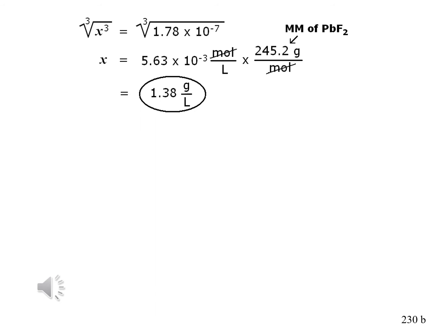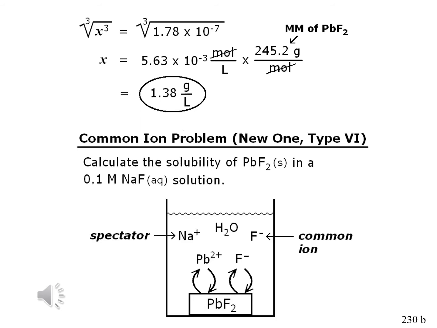1.38 grams per liter is quite a bit, and so you might want to decrease that amount in order to get a complete precipitate. You can turn this problem into a common ion problem by asking what the solubility of lead fluoride is not in pure water, but in a 0.1 molar sodium fluoride solution. The sodium will act as a spectator, but the F- will act as a common ion because it will be common to both the solution and the precipitate.